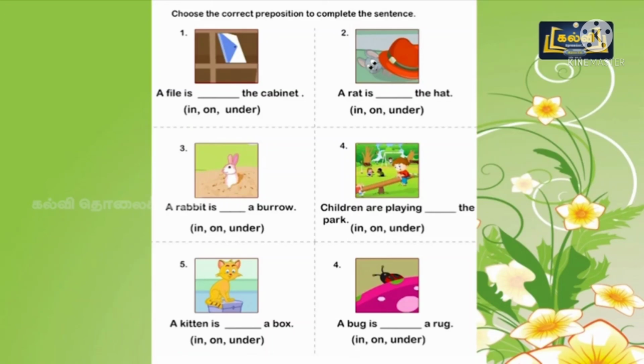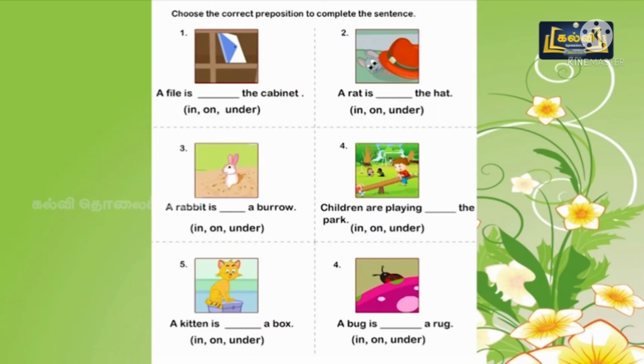Second one is, a rat is dash the hat. In, on, under. Third question is, a rabbit is dash a burrow. In, on, under. Fourth one is, children are playing dash the park. In, on, under.